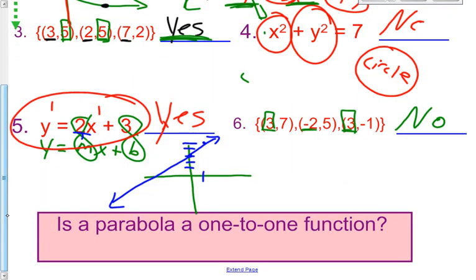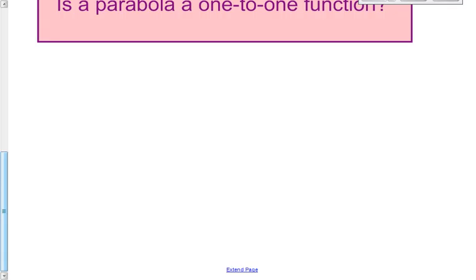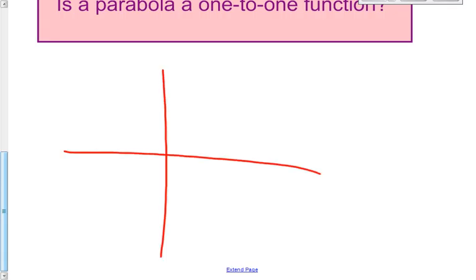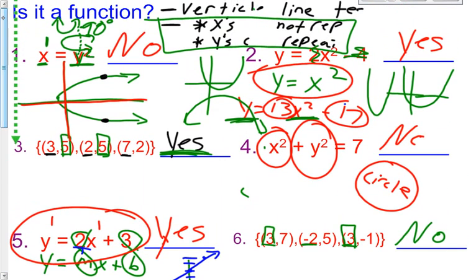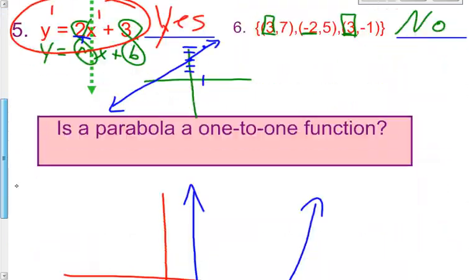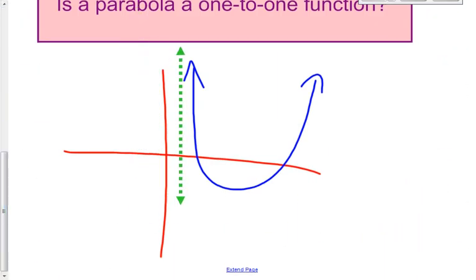So now last thing, is a parabola a one-to-one function? Remember what a parabola is? It is U-shaped. So here is my parabola. Let's say it's maybe right over here. If that's my parabola, we know that it is a function because it passes the vertical line test. So it touches this blue line once, and only once.